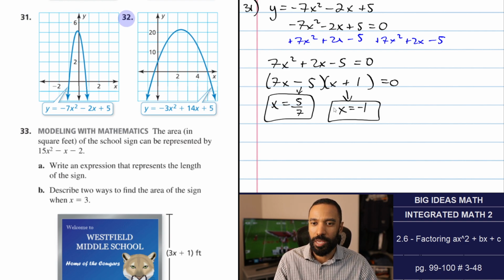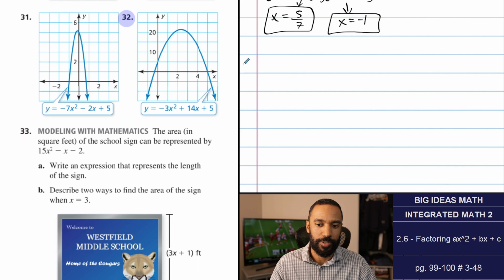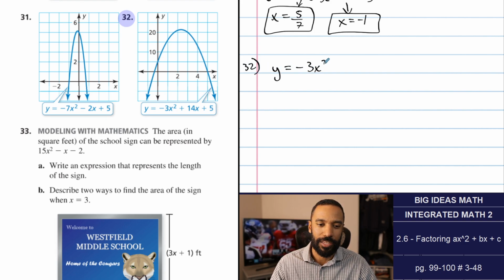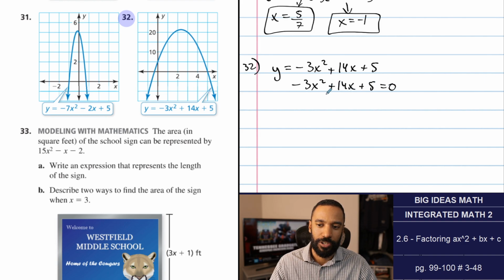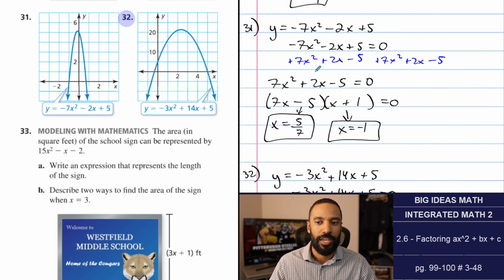And number 32, this time I will factor the negative out as it's another upside down graph. Let's take a look at that. We get y equals negative 3x squared plus 14x plus 5. Set this equal to 0. Factor the negative out of here. We get 3x squared.